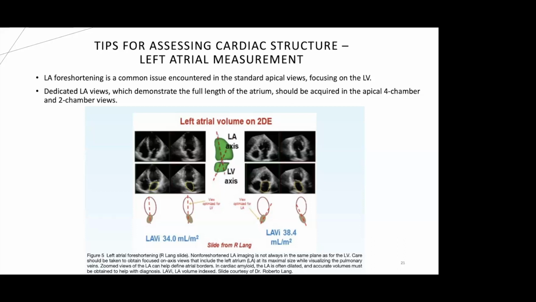So this is an example from ASC again, showing that if you were to measure your left atrium where you also measure your left ventricle, you can actually underestimate that left atrial volume index shown on the left side. And on the right side, they show how changing axis and optimizing that left atrial picture really gives you the right measurement for your left atrial volume index and can be another sign of cardiac amyloid as we discussed.